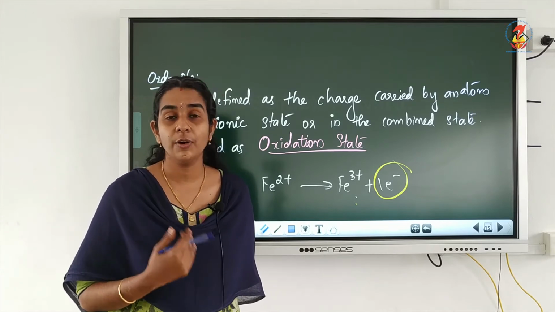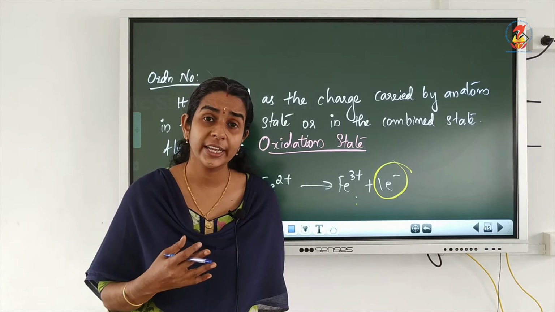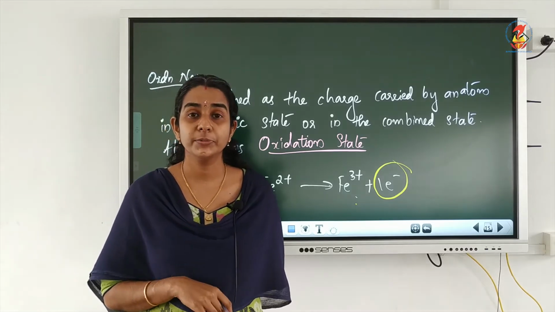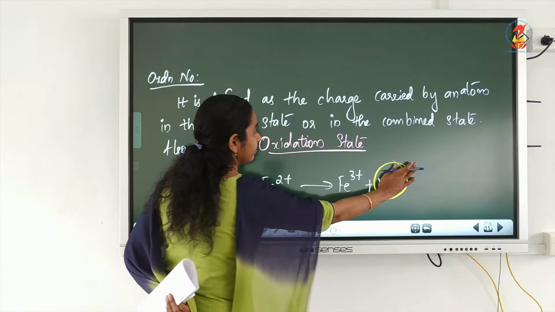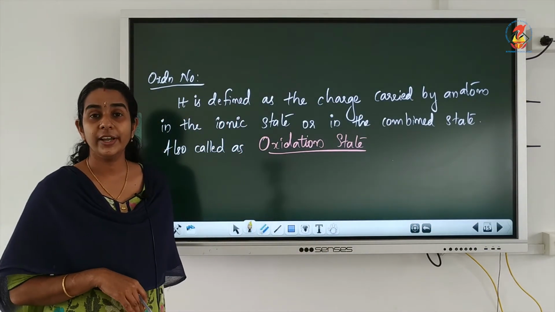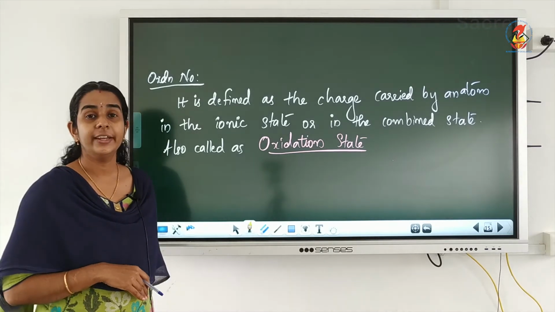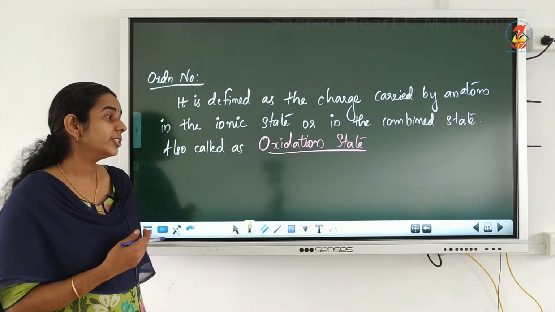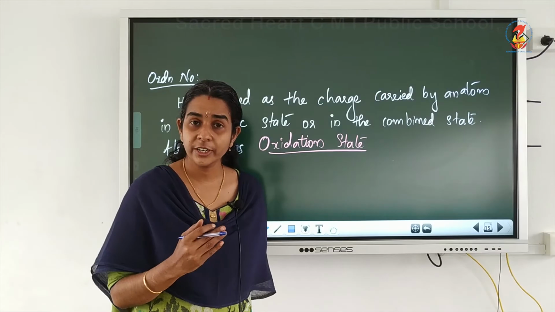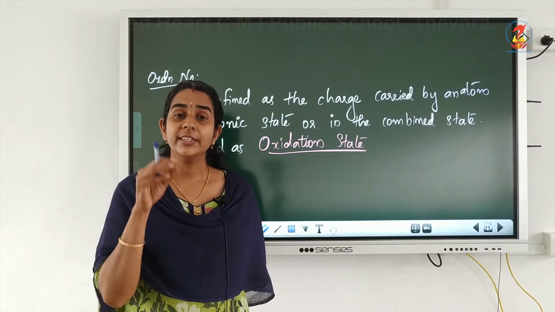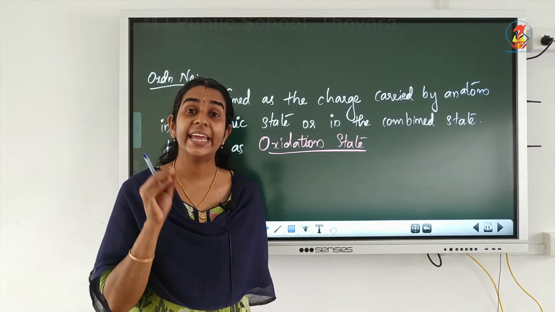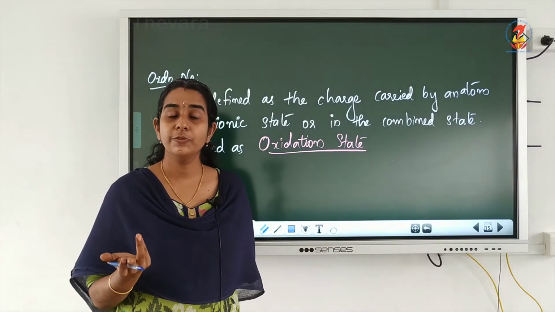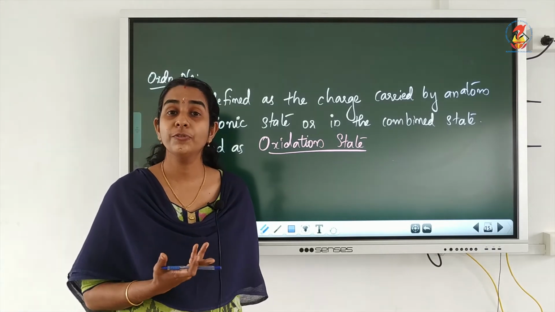But in the case of covalent compounds, it is not easy to find the number of electrons transferred during the reaction. So here we use the concept of oxidation number. How we can define oxidation number is, it is a charge carried by an atom in the ionic state or in the combined state. It is also known as oxidation state. So oxidation number or oxidation state, we can simply call it a charge carried by an element or by an atom in the ionic state. Sometimes it will be in the form of charged species or in the form of combined state.